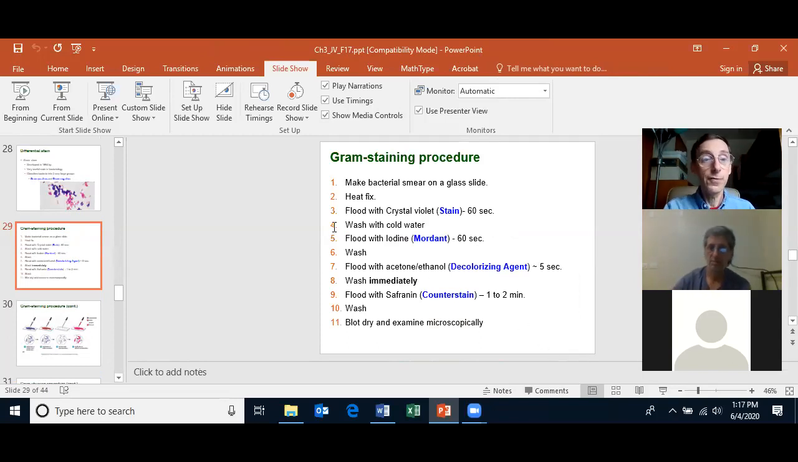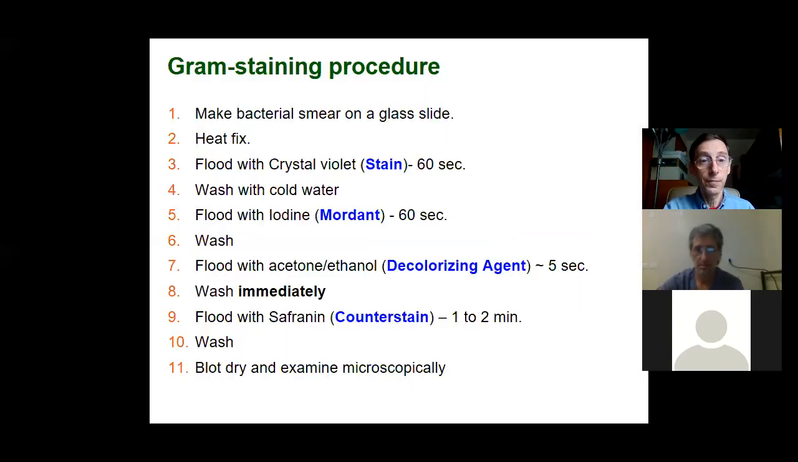This is the procedure for doing the Gram stain. You make a bacterial smear on a glass slide, and it should be freshly grown cells, and the bacteria should be very thinly spread on the slide. Remember, we're talking about cells. When we mean a thin layer of cells, we mean the cells are essentially only one cell deep.